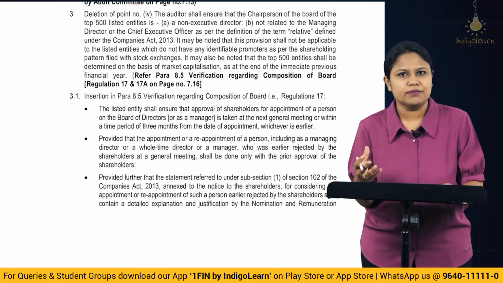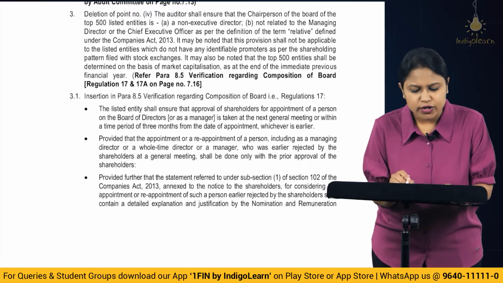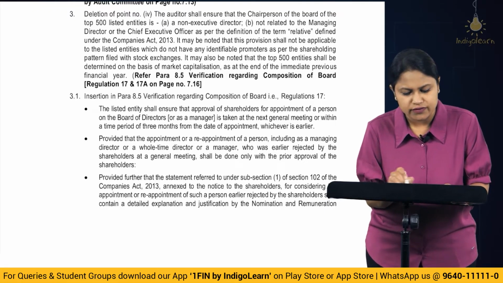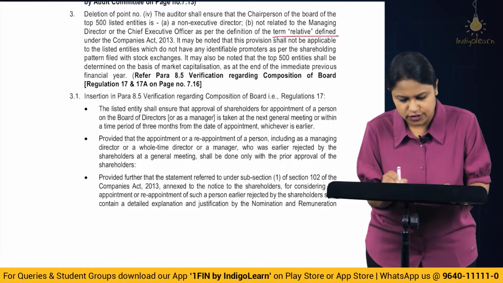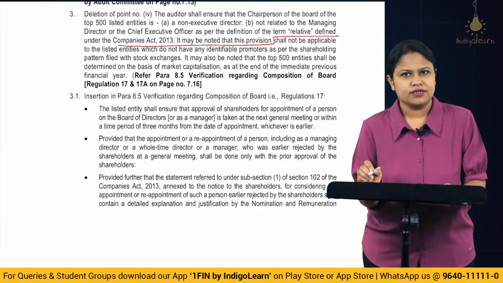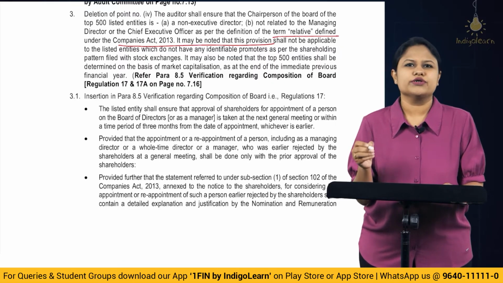That means how many should be the minimum numbers, etc. So there we have one of the points which talks about the auditor shall ensure that the chairperson of the board of top 500 listed entities is a non-executive director and such terms and all these things. Correct? Now this total point has been eliminated. So when things are eliminated, we will not go into detailing of it.